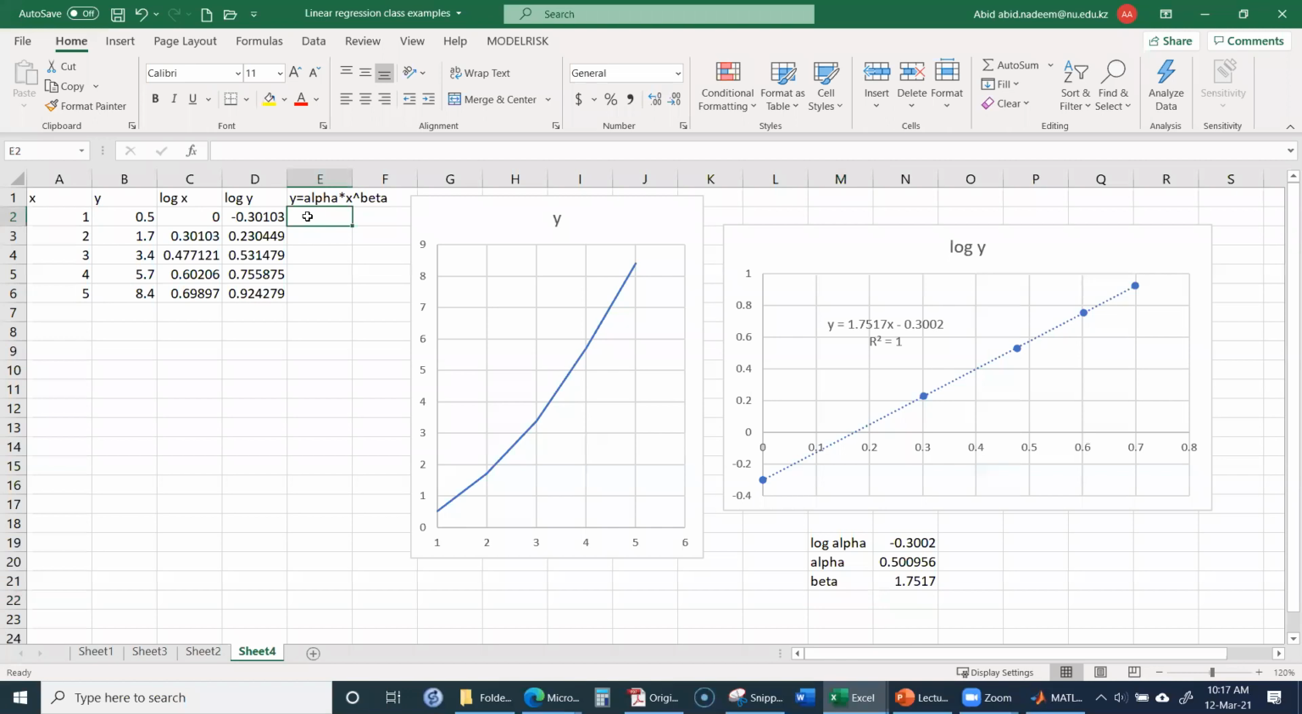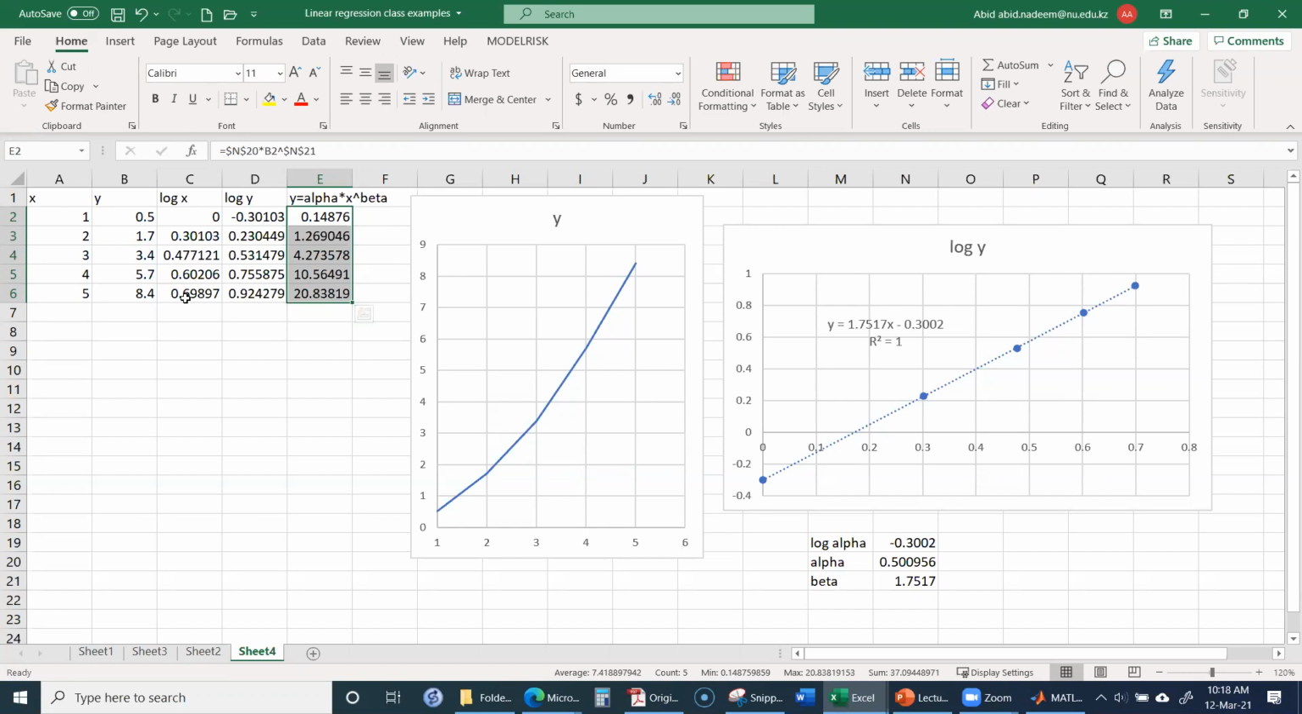So y is equal to alpha. So alpha is this value, and then F4, make it so it will not change, times x power beta. Beta is this value. Okay, F4, and then enter. So it will be 0.1875, and then like this. So it is 1.76, 4.27.